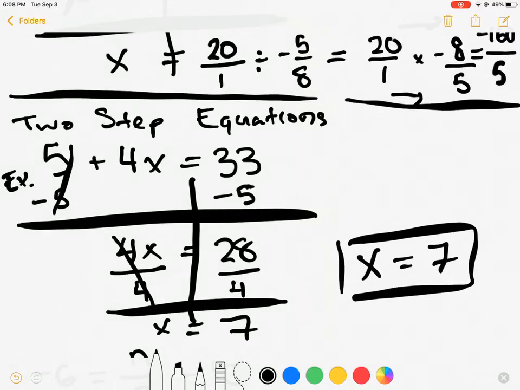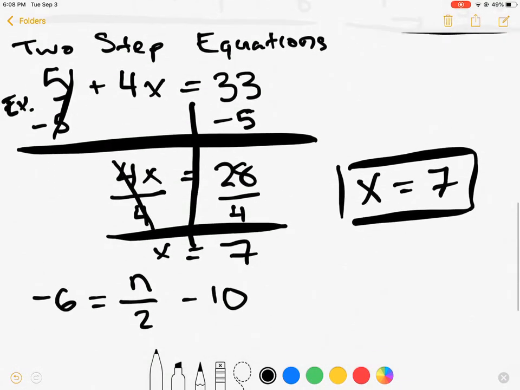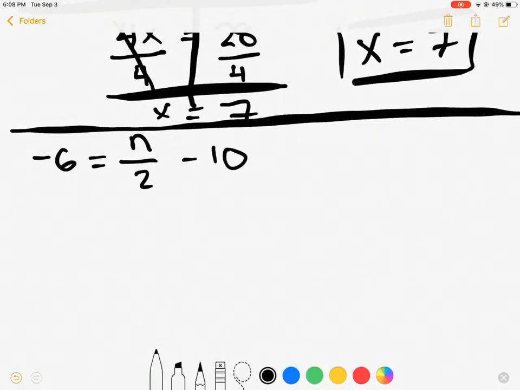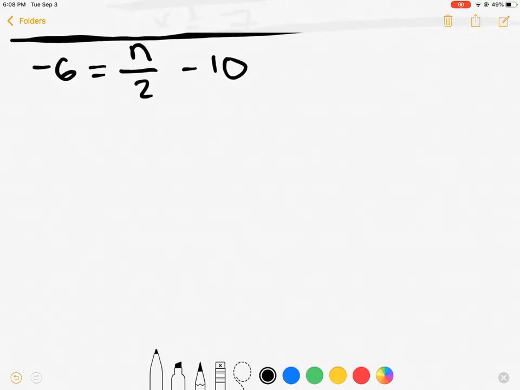All right, finally, I'm going to show you one other two-step equation, and that's going to involve that term. This is your equation for that example: -6 is equal to our variable n divided by 2 minus 10. Again, we'll draw down our line from the equal sign to separate our left and right side of the equation. And we want to think about how to best solve for your variable n.